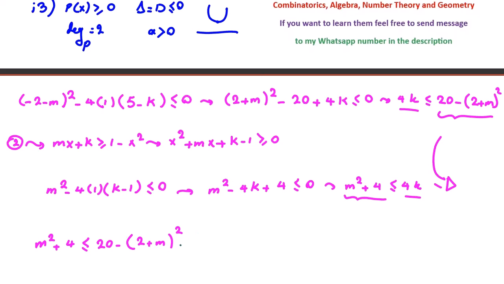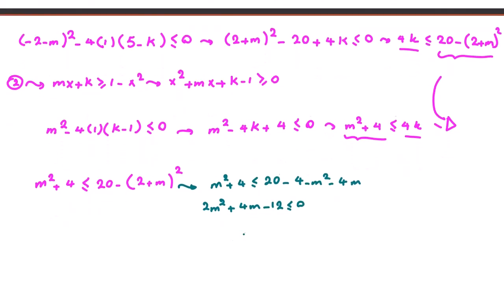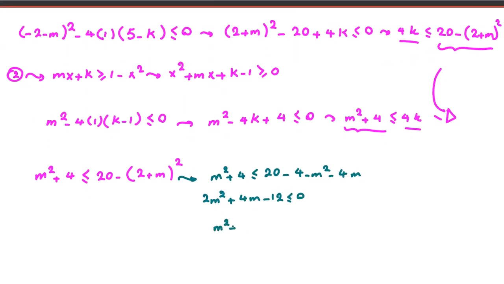Okay, so let's consider this one. m squared plus 4 is less than or equal to 20 minus 4 minus m squared minus 4m. If you take everything to the left-hand side, it's 2m squared plus 4m, then 4 plus 4 is 8, minus 20 is negative 12, less than or equal to 0. So here, m squared plus 2m minus 6 is less than or equal to 0, if we divide.